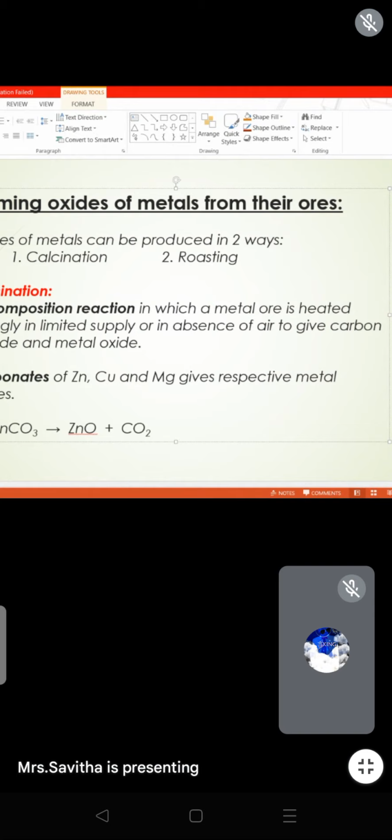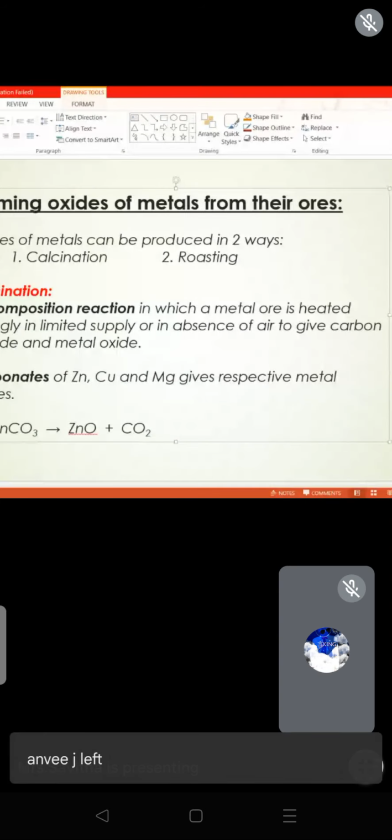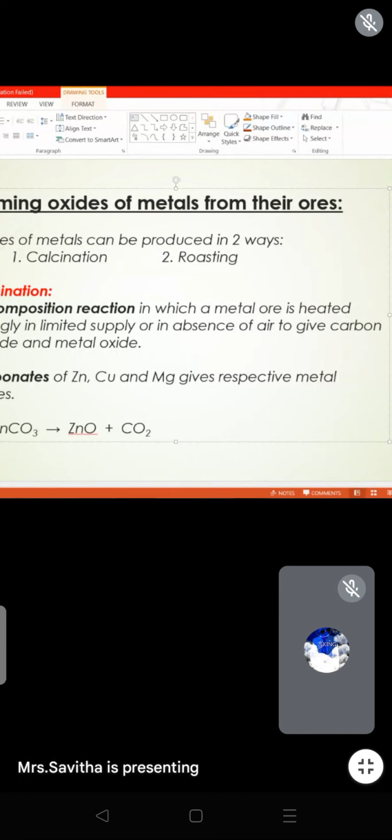Sulfuric acid. Sulfur dioxide. What will be formed? Sulfur dioxide. In calcination, we heated zinc carbonate. So, which gas will be formed? Carbon dioxide.